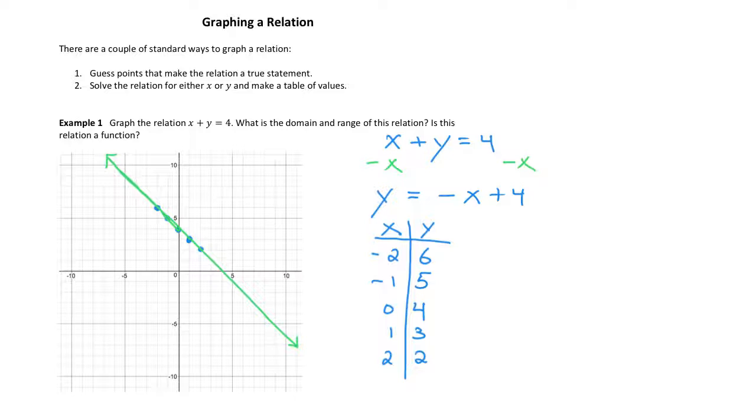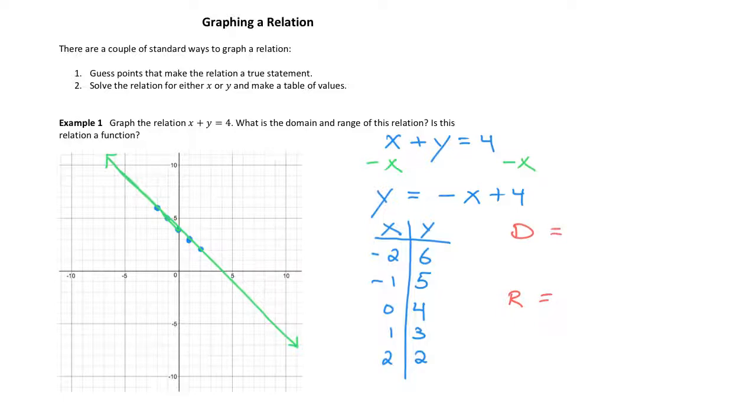So to get the sketch of a graph, you can take your relation, solve it for one of the variables, and then make a table of values enough so that you think you understand what the entire graph looks like. All right, now from the graph, I want to figure out, well, what is the domain and what's the range?